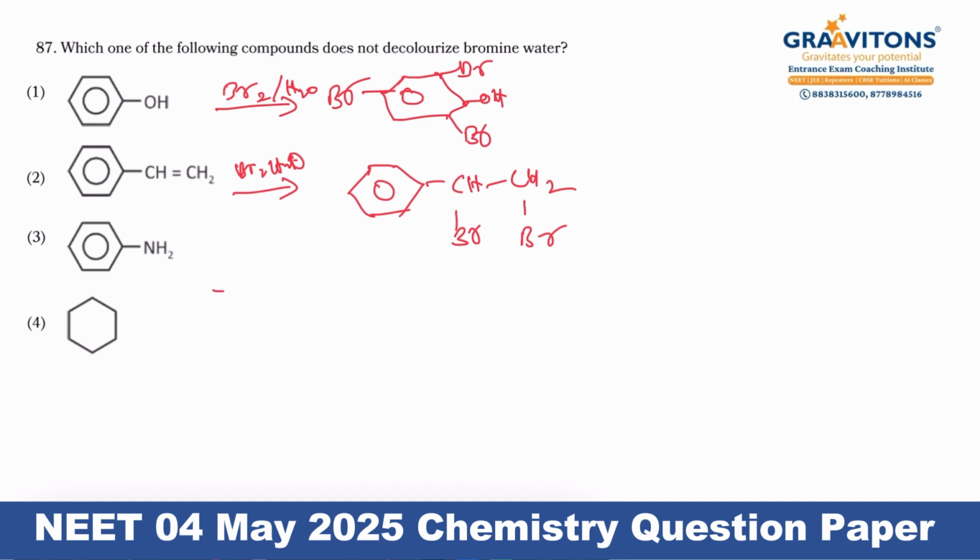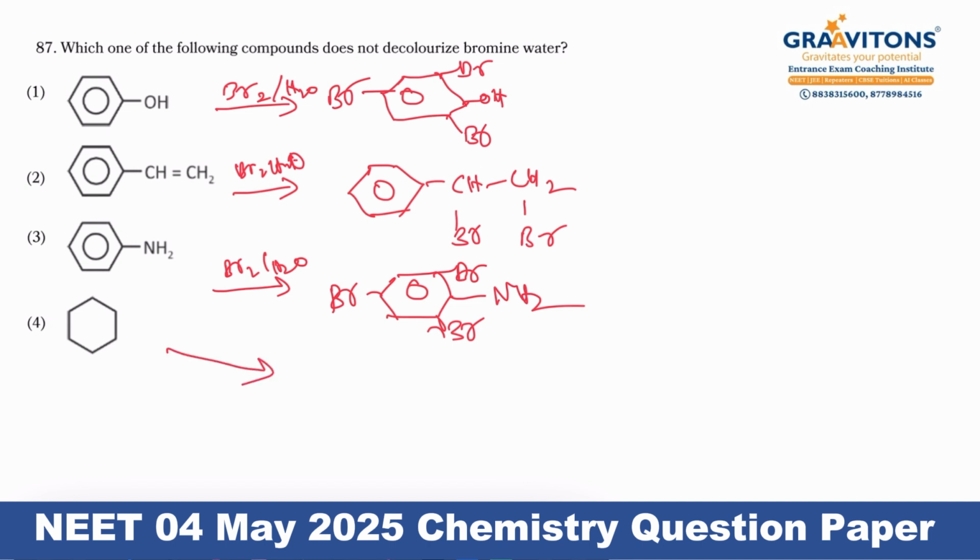And in case of aniline, when you add bromine water, you will get tribromination, that is Br in 2 ortho positions, okay, and 1 Br here, with NH2. So all these 3 will decolorize bromine water, but the cyclohexane will not undergo any reaction with the bromine water and does not show any decolorization. So here the correct option is 4th.